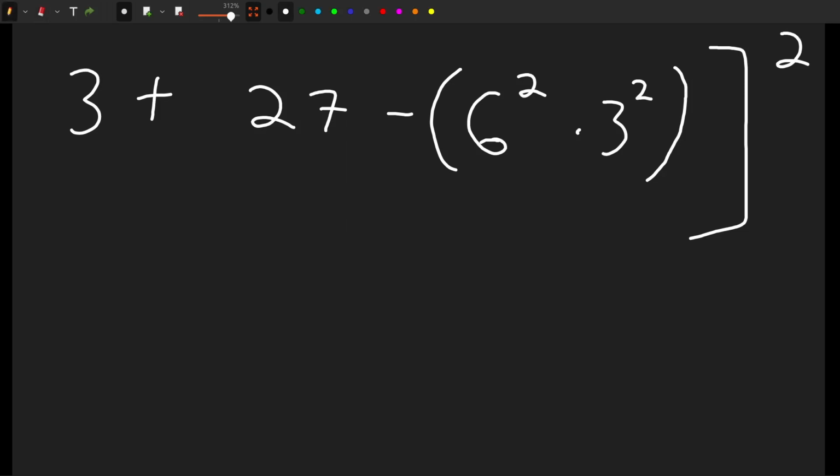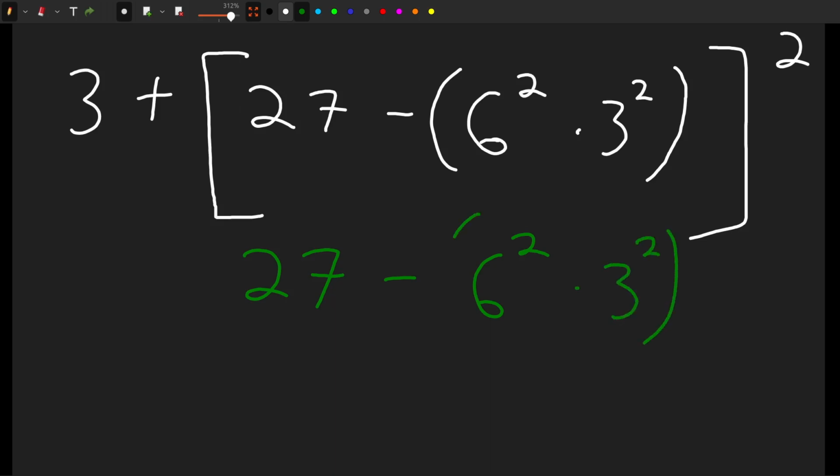I want to make sure that these line up nice and that they're about the same size. There we go. Something like that. Okay. So we go back to PEMDAS. We see that we have an outer group and that we have an inner group. So we start with the outer group and we're going to work our way in. So I'm going to have 27. I'm just going to rewrite what I have on the inside. Minus 6 squared times 3 squared. And then this is all in parentheses.